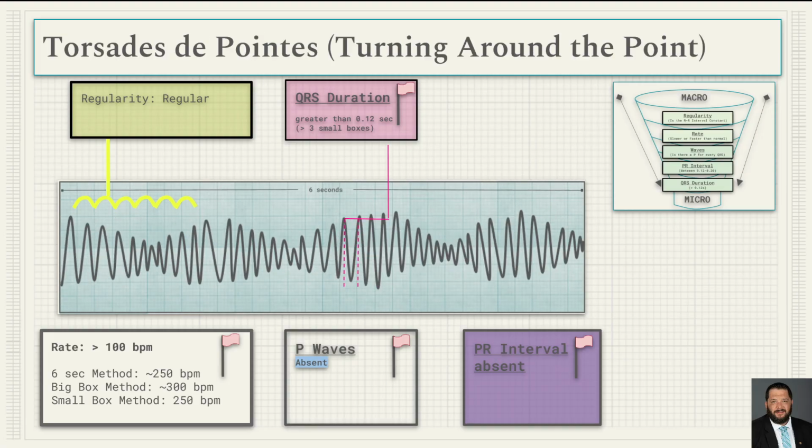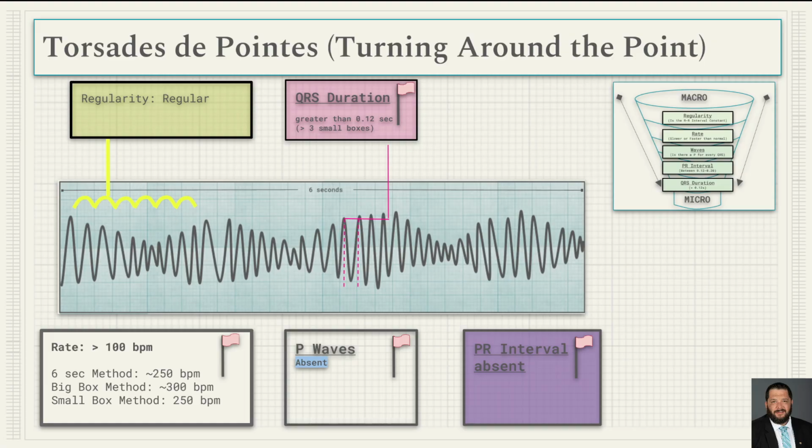A variation of ventricular tachycardia is torsades, or twisting or turning around the point. Note the twisting structure where the QRS amplitude is large and then moves to a smaller amplitude, then a larger amplitude, almost like you've taken a long sheet of paper and twisted it around itself. This is the hallmark of torsades.